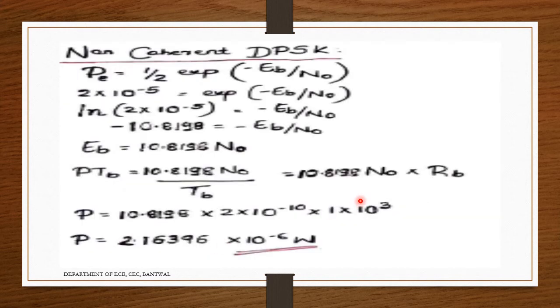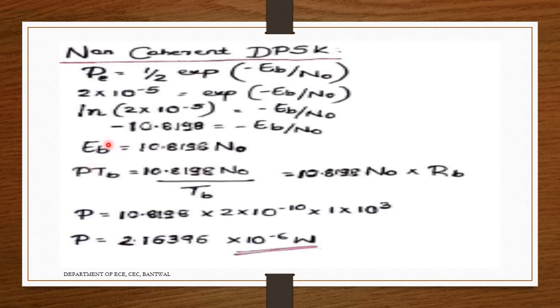Now for non-coherent DPSK, P is equal to half into exponential of minus Eb by N naught, so that is 2 into 10 to the power of minus 5 exponential of minus Eb by N naught. Taking the natural log to remove this exponential, natural log of 2 into 10 to the power of minus 5 is equal to minus Eb by N naught. So we get minus 10.8198 equal to minus Eb by N naught, the minus signs cancel, and Eb is equal to 10.8198 N naught.